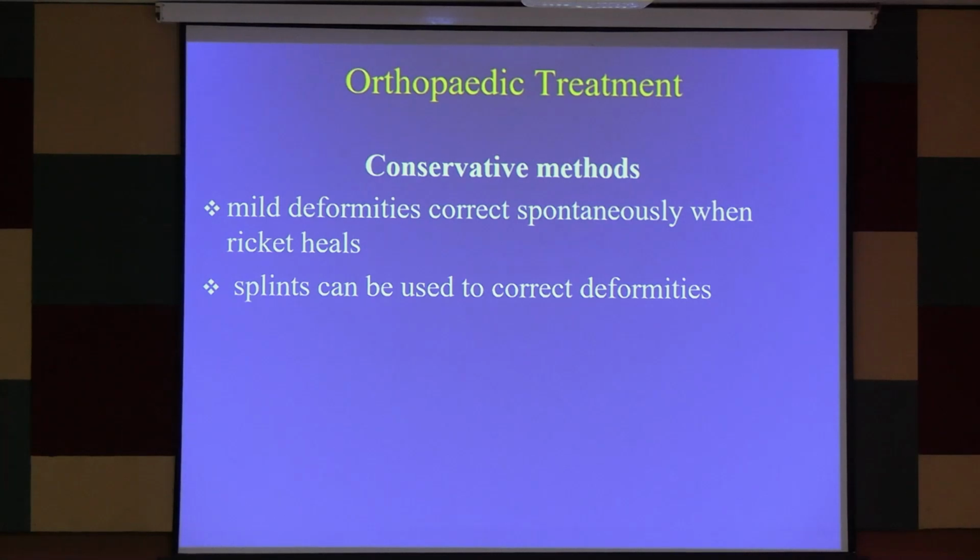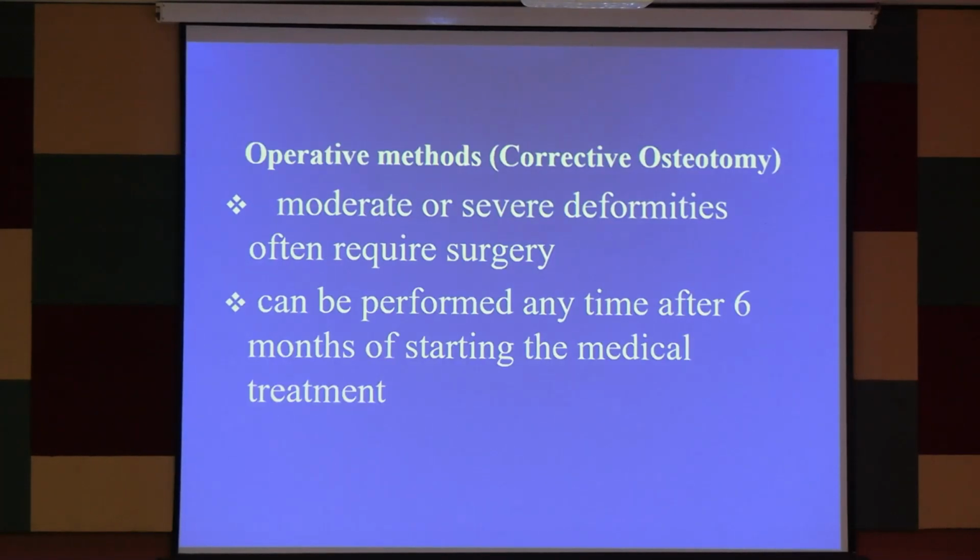And other orthopedic treatment. So for the mild deformities, they usually respond to conservative treatment like splinting, and they sometimes heal spontaneously. But those with severe deformity, for instance, bowed leg, genu varum, genu valgum, they need some kind of treatment.